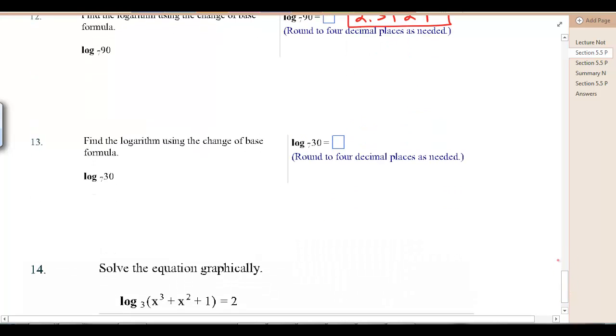All right, 13, same thing. You're going to do log 30 in parentheses divided by log 7. And you should get 1.7479.